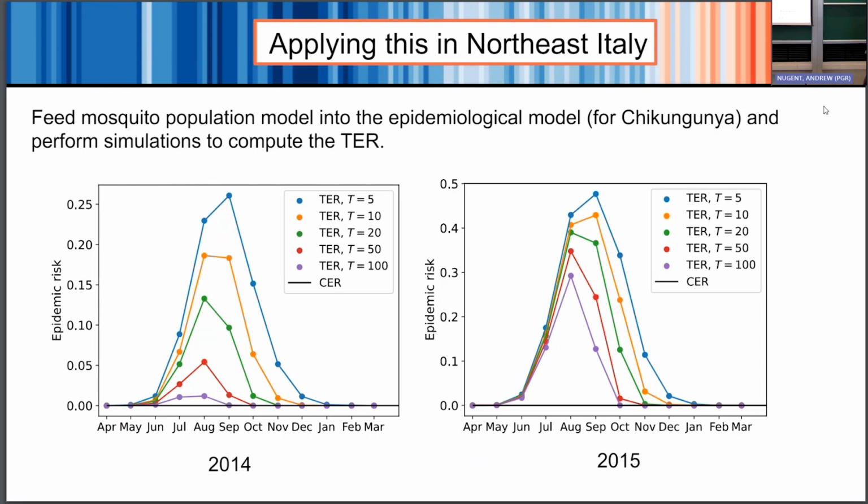And there's various different thresholds. So the probability of exceeding five final infections plus recovered is 0.25-ish at the peak in 2014 and 0.5 at the peak in 2015. The point here is the CER and TER are different, and the TER provides a more meaningful guess of what the outbreak probability would be.